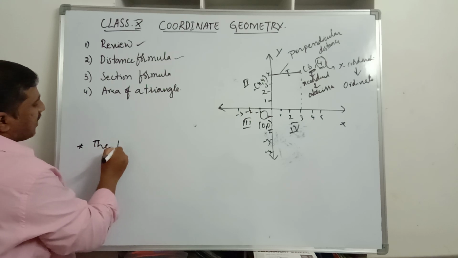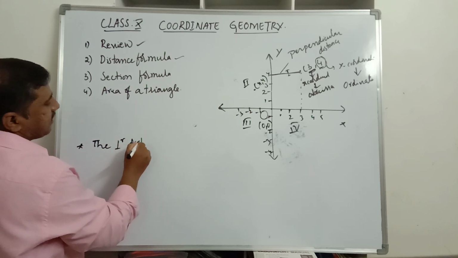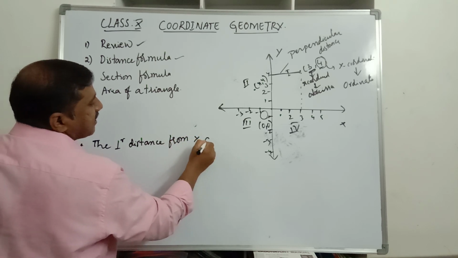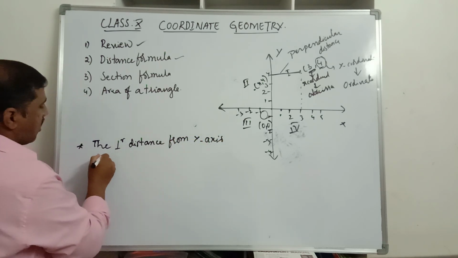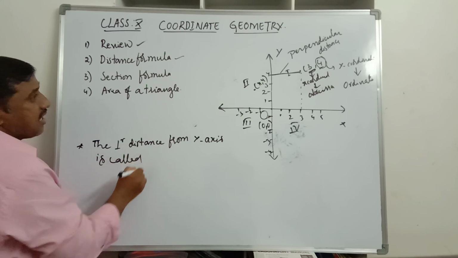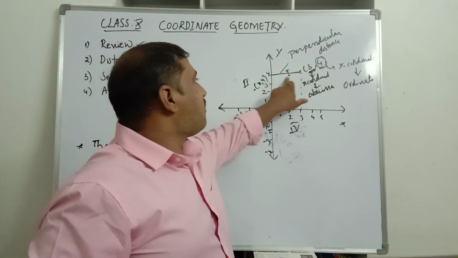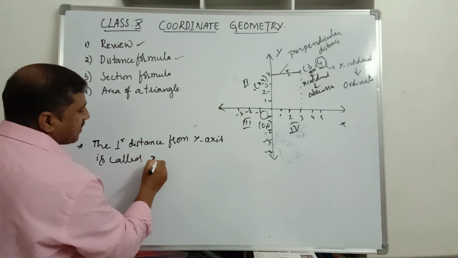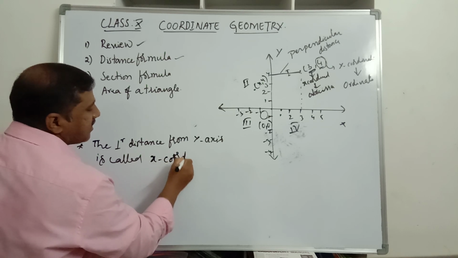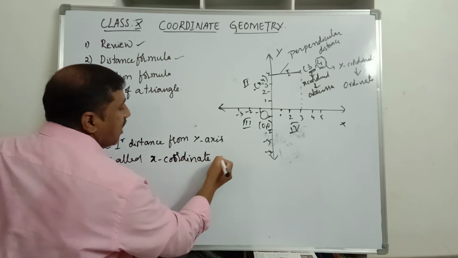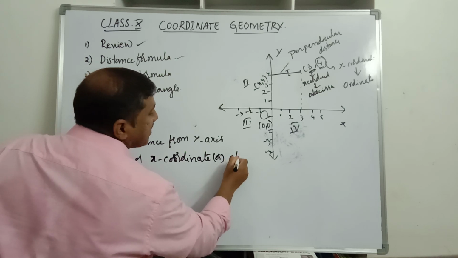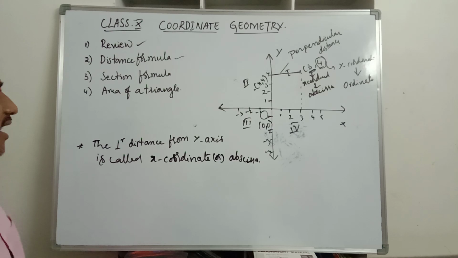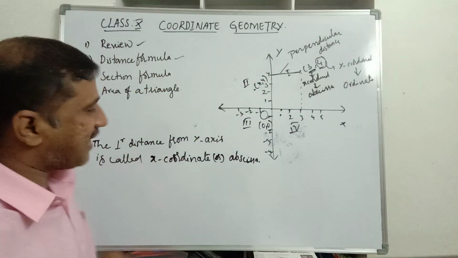The perpendicular distance from the y-axis is called the x coordinate, and it is also known as abscissa. So abscissa is also known as x coordinate and is the perpendicular distance from the y-axis.